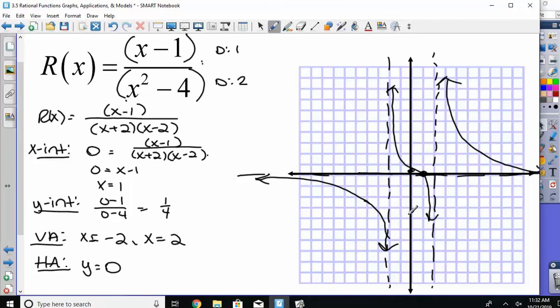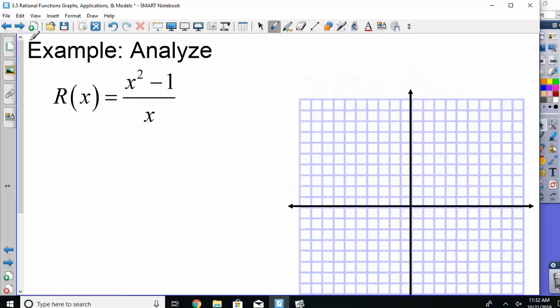Questions do you guys have for me there? Okay, so let's keep building. We're going to do several. Let's look at this next one.